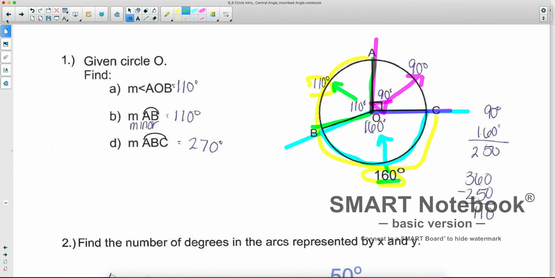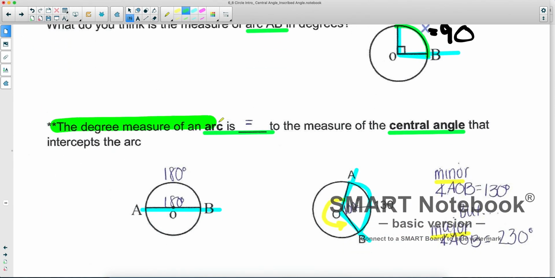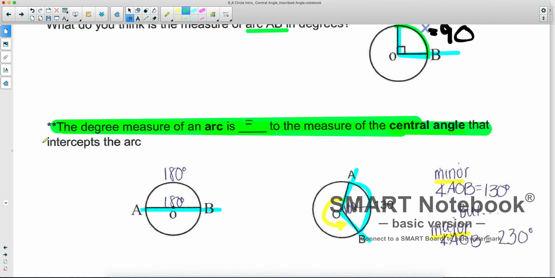And we also said for the central angles, the arc and the angle are equal. Right? So if you know the measure of the angle, it's the same for the measure of the arc that it intercepts. If you know the measure of the intercepted arc, you know the measure of the angle. Remember, a central angle is on the center of a circle. So the vertex is the center of the circle. Central, center, same. That's how I remember it.